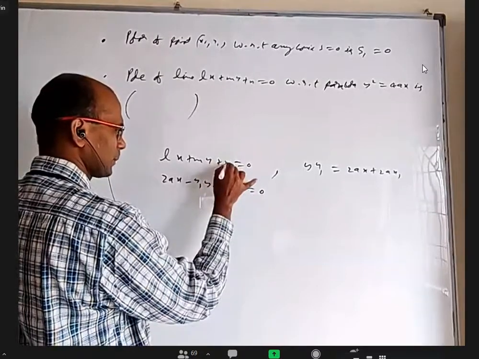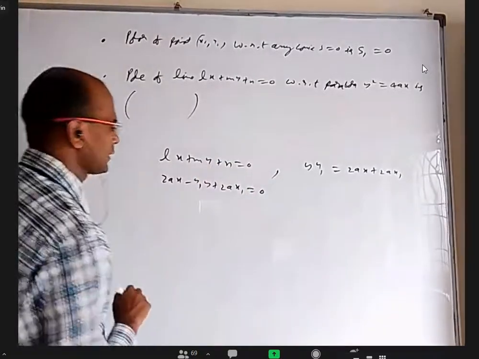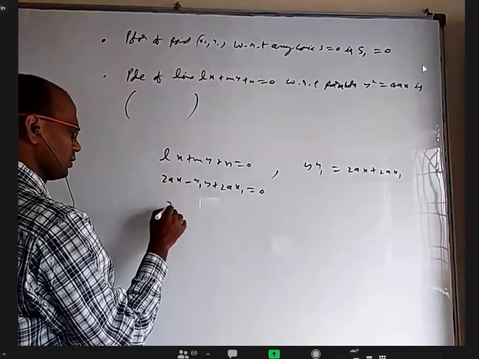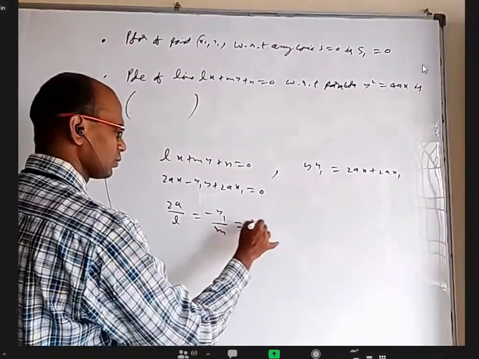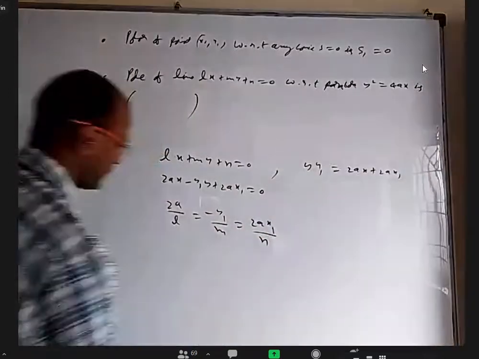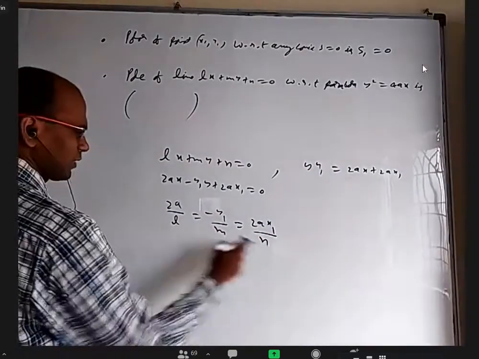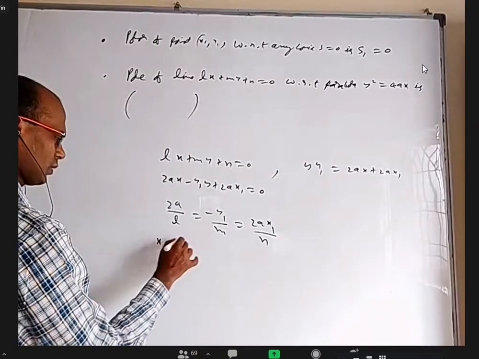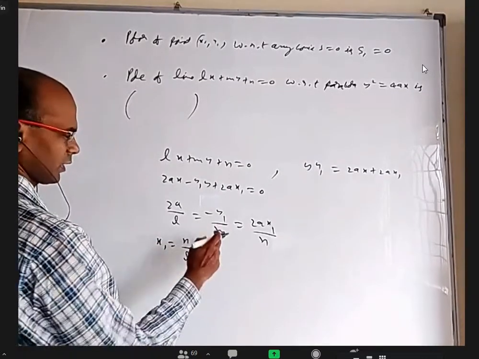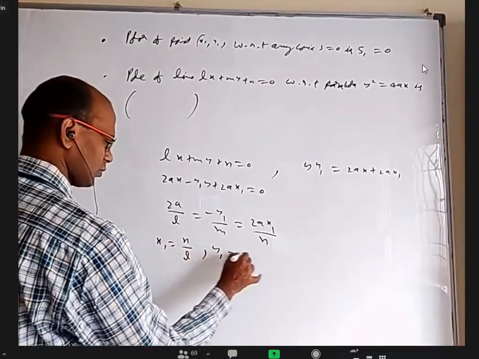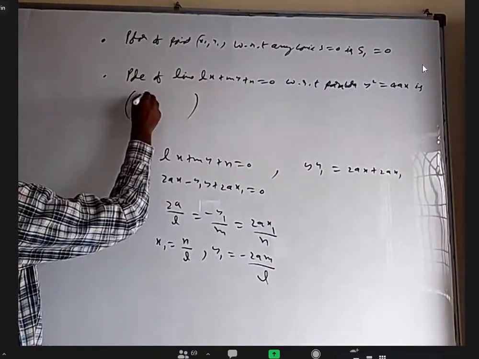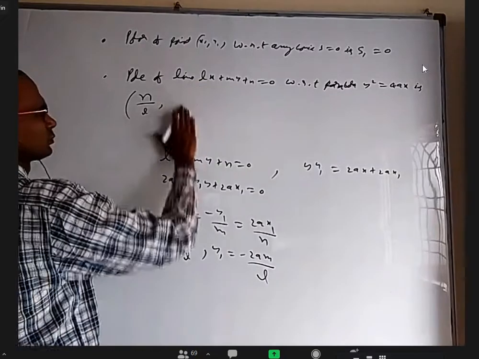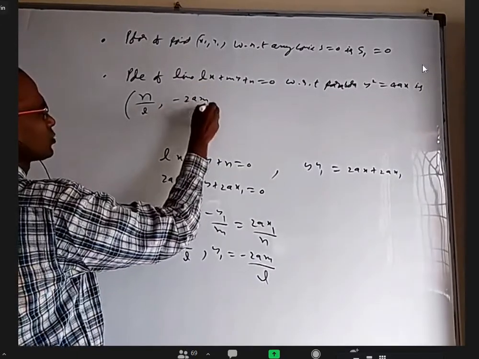This is n. When I compare, I take this by this: 2a/l = −y1/m = 2ax1/n. If I compare the first and the last, I get x1 = n/l. If I compare the middle and the last, I get y1 = −2am/l. So that's the formula: (n/l, −2am/l).